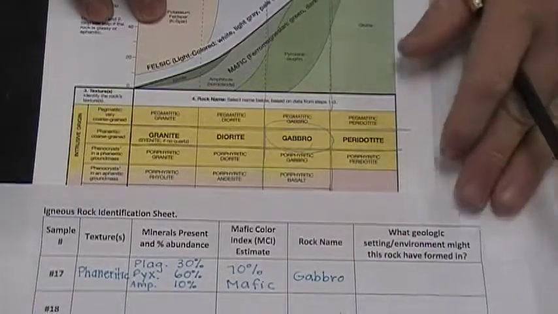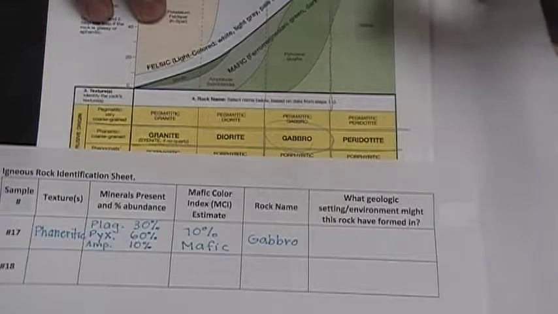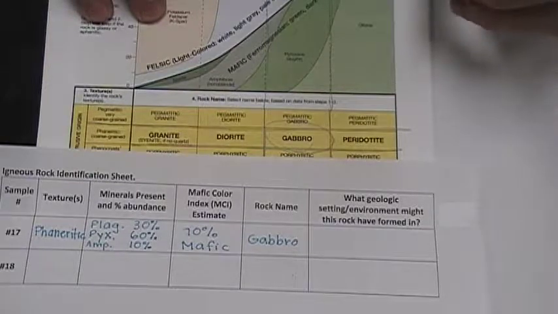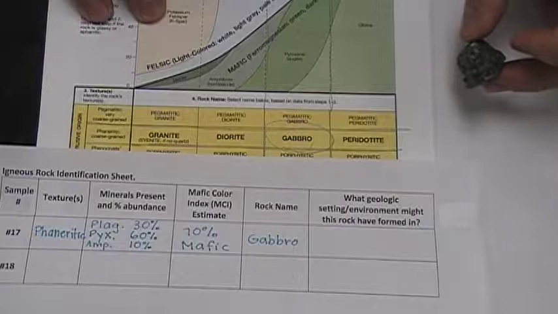And now, for the last category, what geologic setting or environment might you find this rock in? There's a number of things within your lab books, lecture books, or online that you can use to help identify where this possibly came from. And that is how you identify an igneous rock.